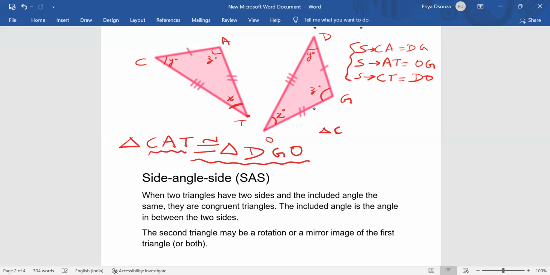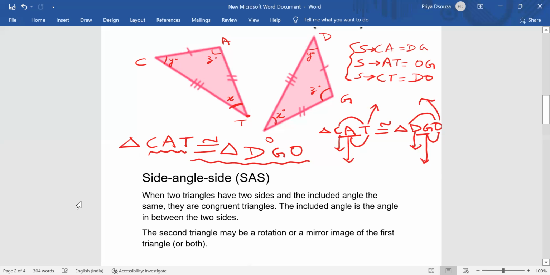So I'm just writing it here. CAT is congruent to DGO, and it speaks a lot, because CA is equal to DG, AT is equal to GO, CT is equal to DO, and so on. And of course, the order also says a lot, right? Because vertex C corresponds to vertex D, vertex A corresponds to vertex G, and vertex T corresponds to vertex O. So we have all that here.